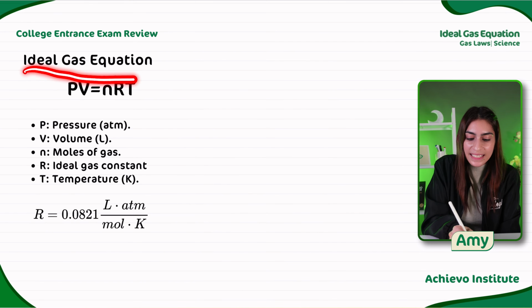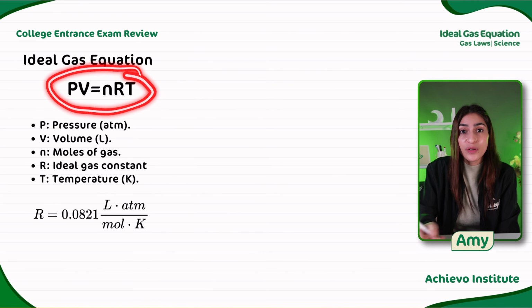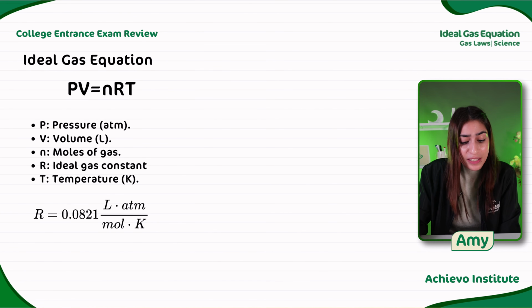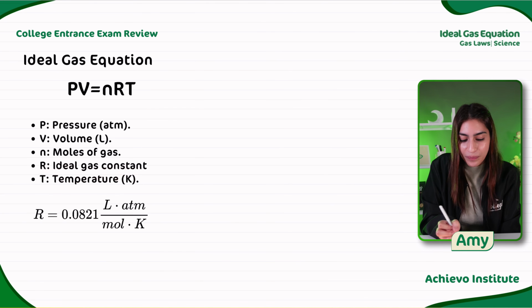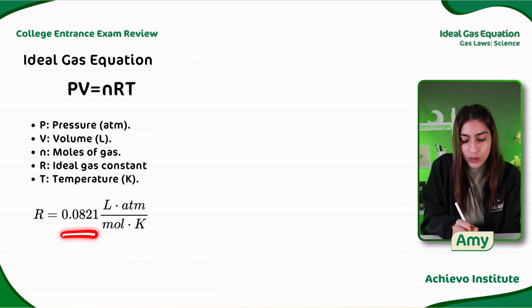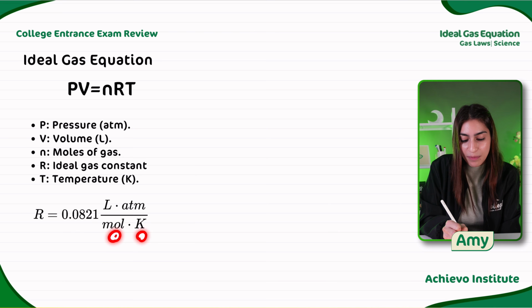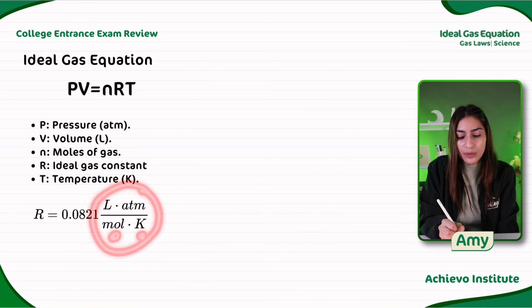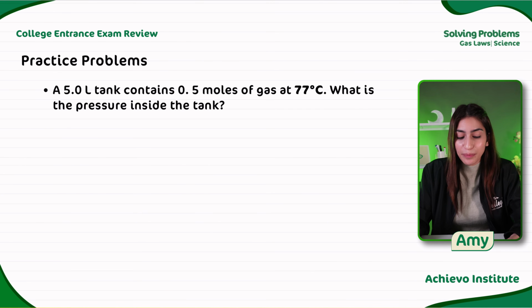The ideal gas equation combines Boyle's law, Charles' law, and Avogadro's law into one equation to help us solve complex gas problems. It's very important for us to remember our ideal gas constant R. The ideal gas constant R is 0.0821 liter times atmosphere all over moles times Kelvin. The same units must be used for other variables when solving this equation. Let's look at a practice problem.